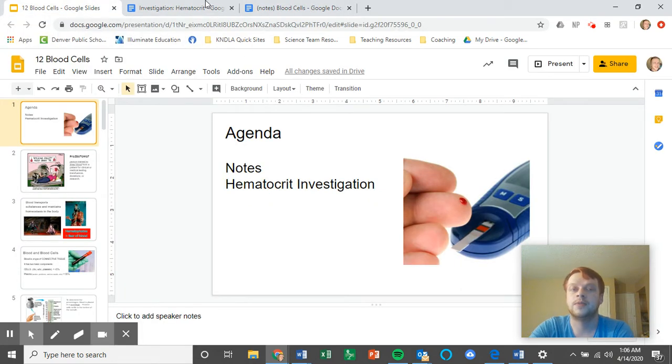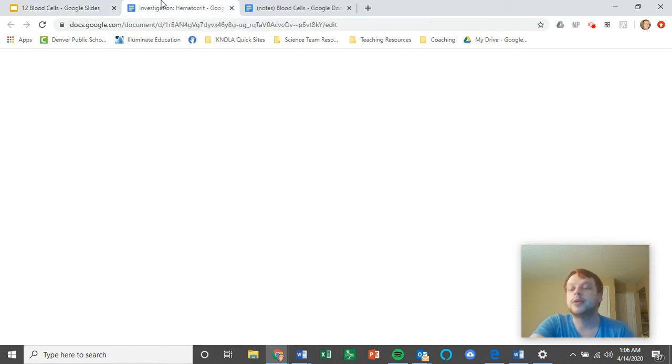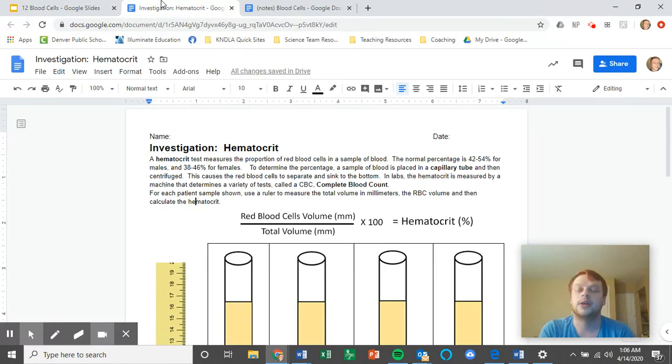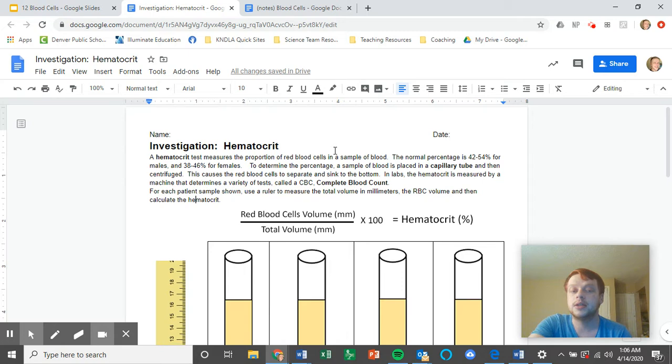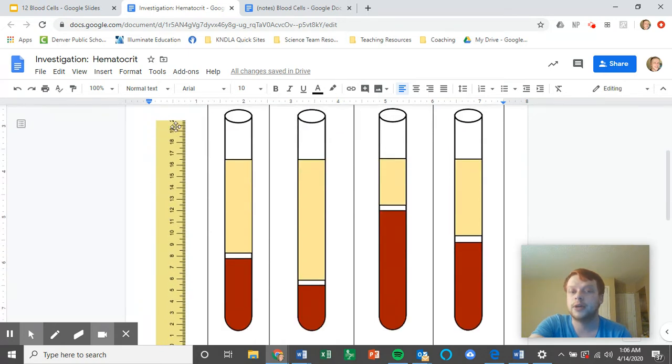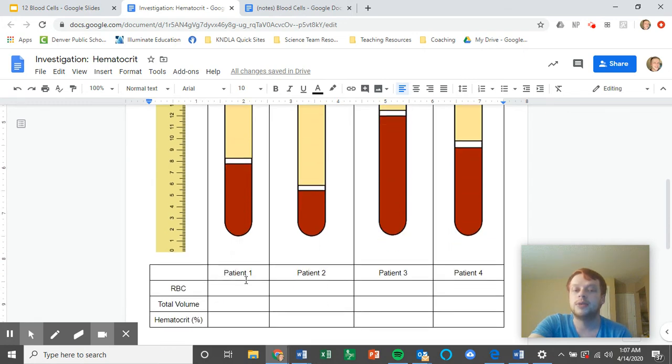Now, your actual assignment for today after we complete our notes is to do a hematocrit investigation. We'll talk more about what that is when we get into the notes. But basically, you're going to use this ruler over here unless you have your own. Feel free to use your own if you have it because this might not be as accurate, to measure the percentages of plasma, which is the light pink, versus the blood, which is red. And that's going to help you calculate the amount of red blood cells versus total volume and get that hematocrit percentage for each of these 4 patients.